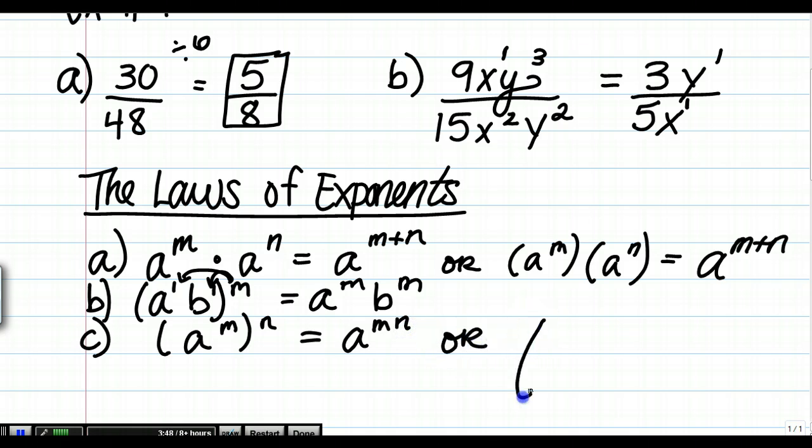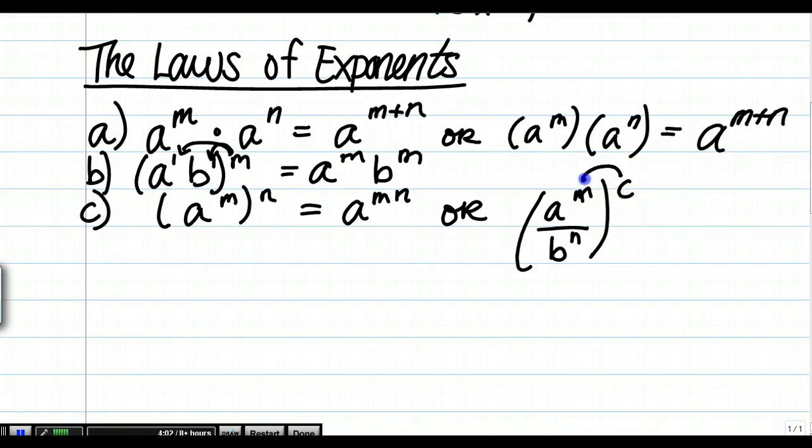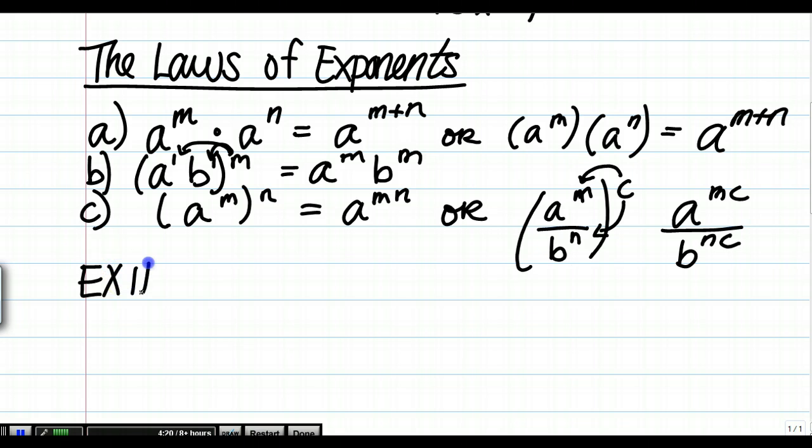However, you might see it now as a fraction. So if I had a to the m, b to the n, and then I had my power, let's say, of c on the outside, you would be multiplying these. And you have to multiply the top and the bottom. So you'd have m times c, and you have n times c. So let's do an actual example using these laws, but with just numbers. Here I just showed the general equation.